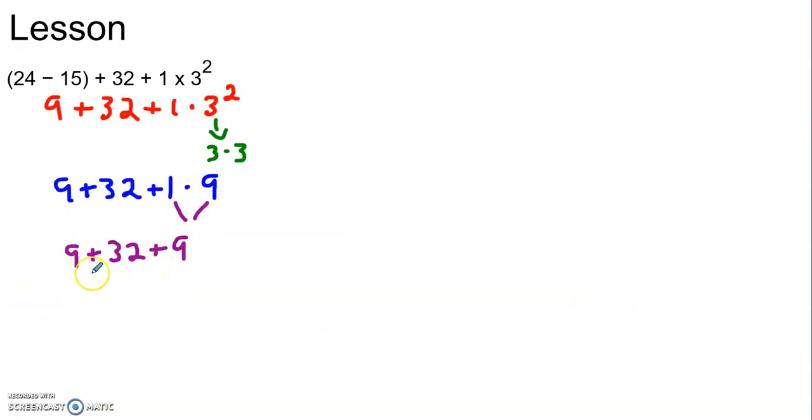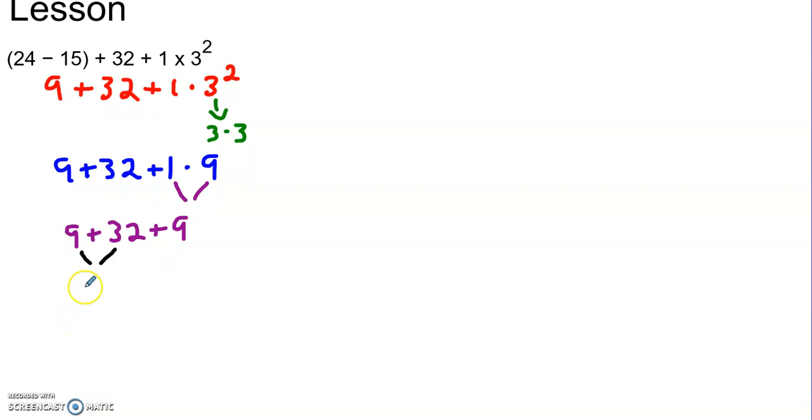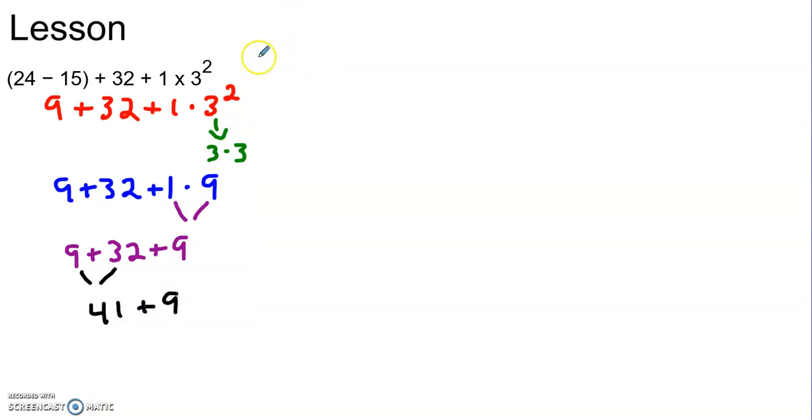So I look from left to right and I notice I have 2 additions. I can use the commutative property right now and switch the 32 and the 9 so that I can have 9 plus 9 plus 32. But just so that we're getting used to the order, I'm not going to use the commutative property and I'm going to do 9 plus 32. 9 plus 32 gave me 41. And then I'm adding the rest of the expression that I didn't touch. And then last but not least, I have 41 plus 9, which gives me 50. And then I'm going to circle my answer because that's my final answer.